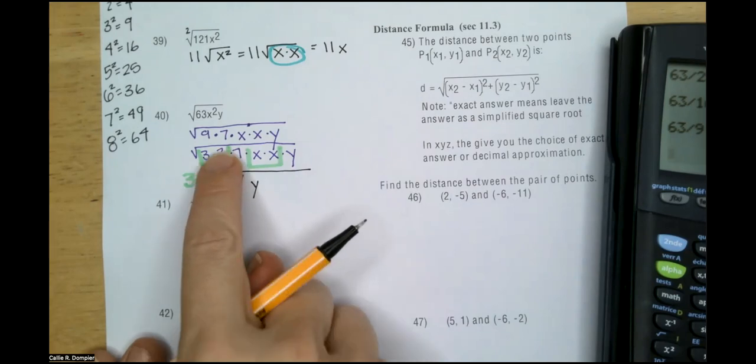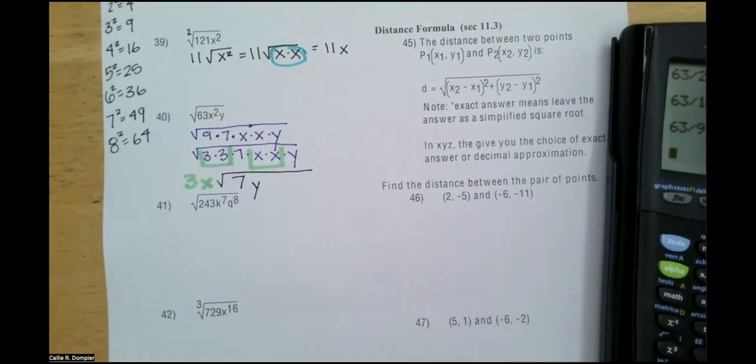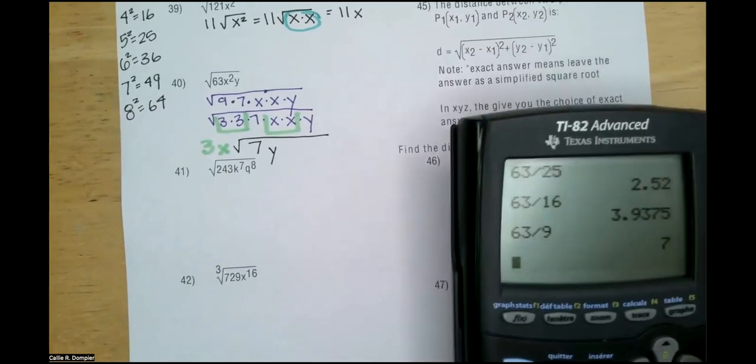7, I cannot factor it any further. I can't divide it by 4. I can't divide it by 9, obviously. It's smaller than 9. Good.